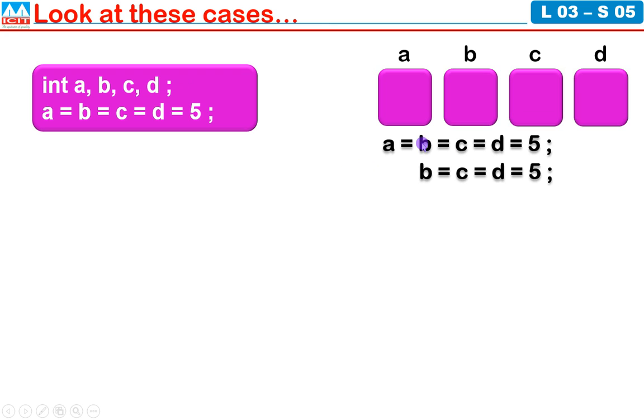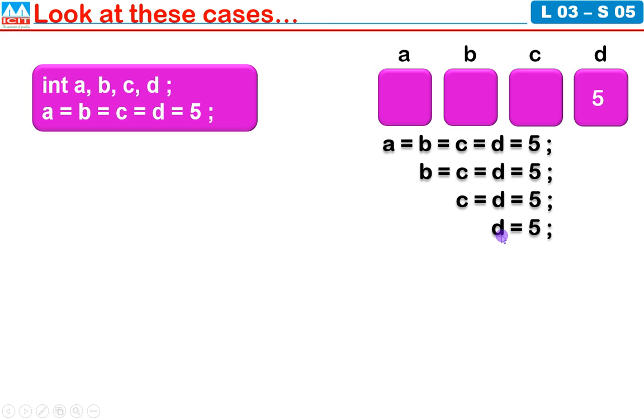A equal to, assignment operator, what is on the right side? B equal to c equal to d equal to 5, let's solve that. B equal to, again assignment operator, what is the right side part? C equal to d equal to 5, let's solve that. C equal to, again assignment instruction, what is on the right side? D equal to 5, let's solve that. D equal to, assignment instruction, what is on the right side?